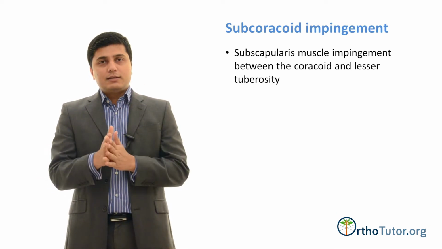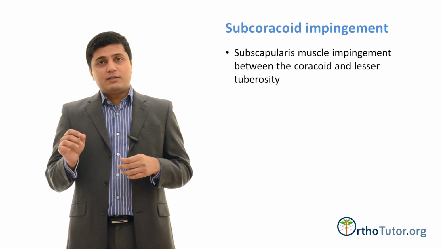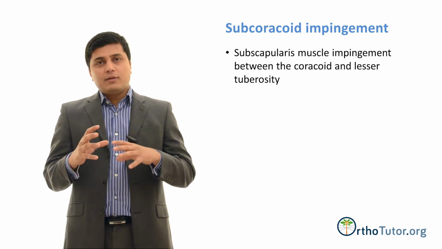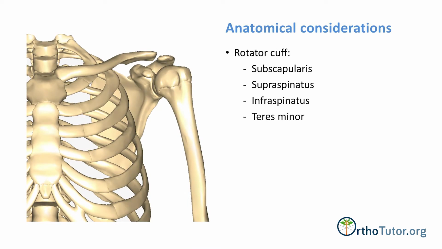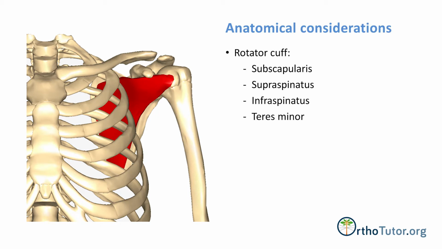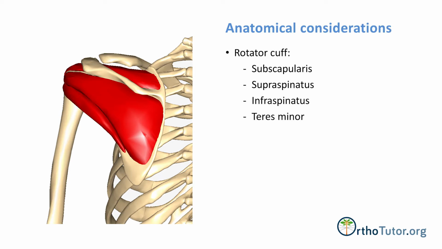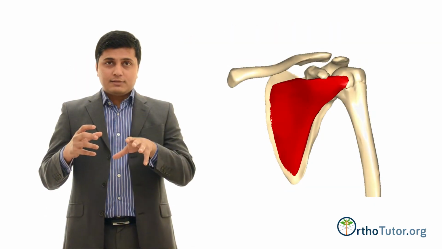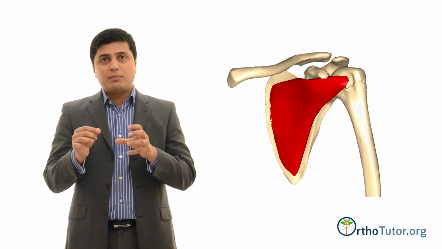Before understanding the definition of subcoracoid impingement, we must understand the anatomy of the rotator cuff and the relation of the coracoid to the lesser tuberosity as well. So let's look into the rotator cuff itself. The rotator cuff, as we know, has 4 tendons. The front is the subscapularis, supraspinatus at the top, infraspinatus and teres minor at the top and the back. In this subcoracoid impingement, the tendon which is getting impinged is the subscapularis tendon.